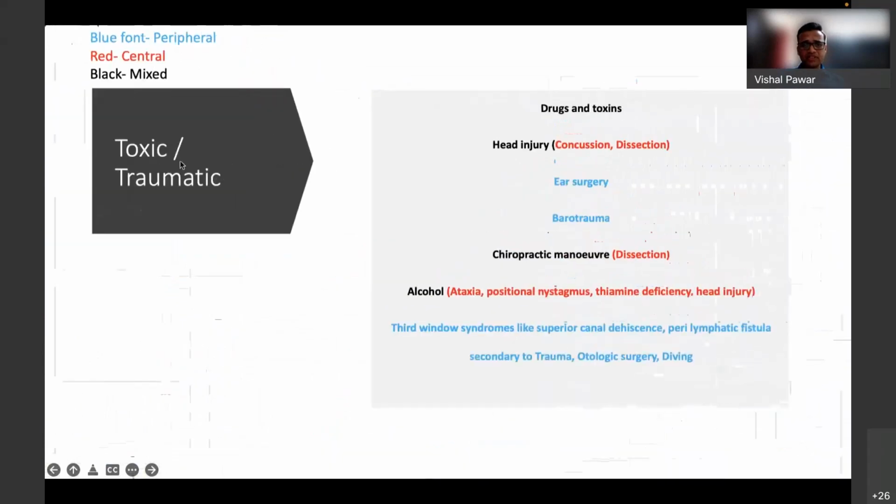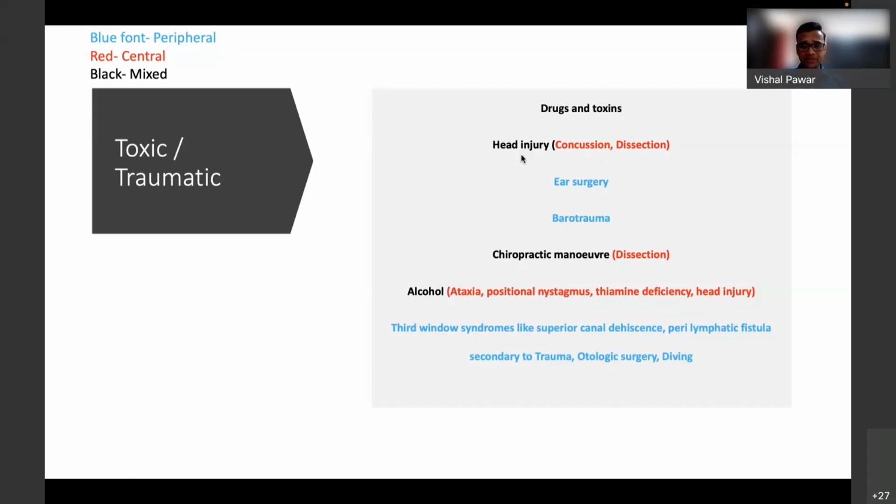Then comes the toxic and traumatic etiology. Drugs and toxins are a common cause of vertigo and dizziness. Head injury can cause concussion, labyrinthine concussion, cerebral concussion, and can cause dizziness and vertigo. Head injury can also cause dissection of the vertebral artery and lead to a posterior circulation stroke. I have commonly seen patients with head injury coming with headache and vertigo. Post-traumatic migraine is very well known, but I'm going to present one article on post-traumatic vestibular migraine.